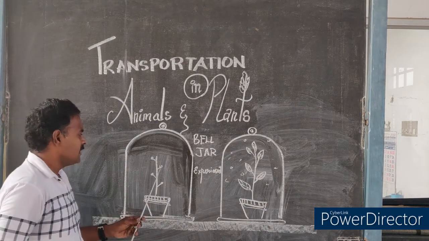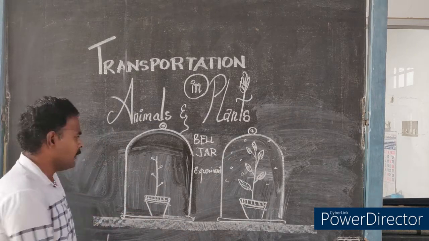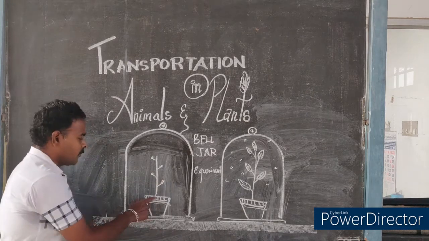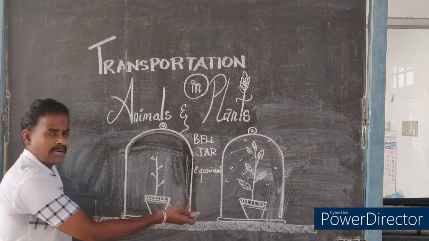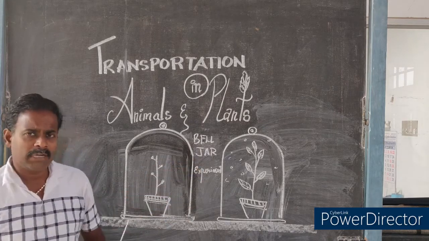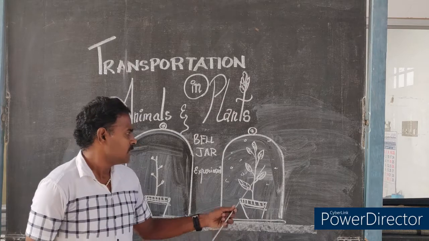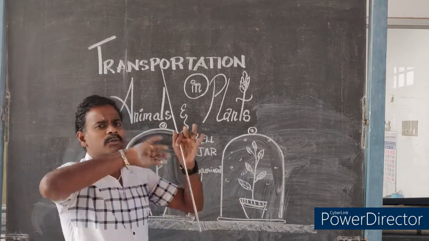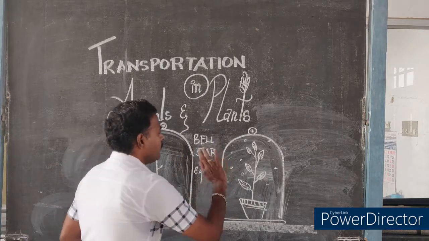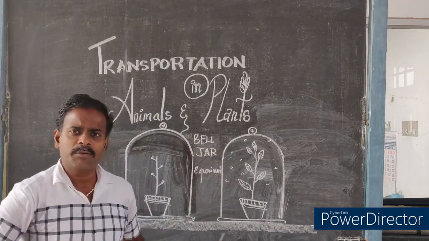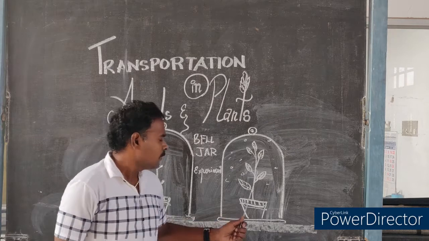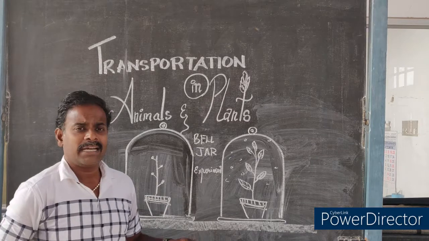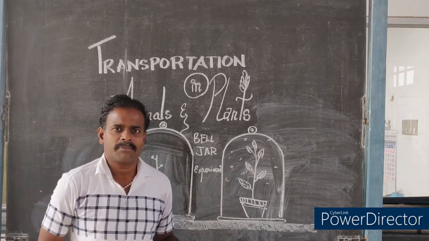In the first case, there is no chance of water coming out since I have locked the openings. Similarly, I have closed the soil, so here also water will not come out. This side also water will not come out. But in the second case, transpiration actually takes place through the leaves, and because of that, those water droplets will be found on the inner surface of the bell jar. This proves transpiration takes place through leaves, or transpiration takes place through stomata.